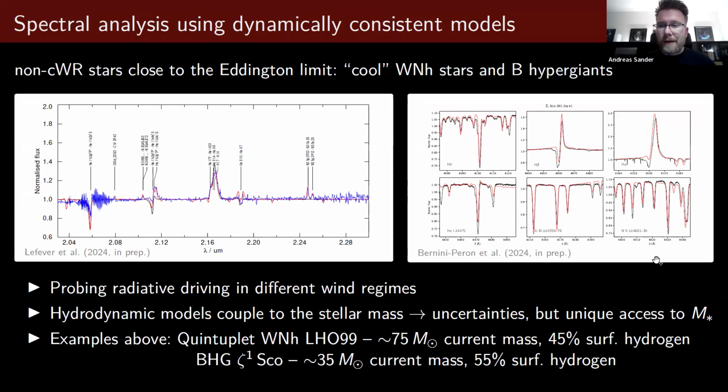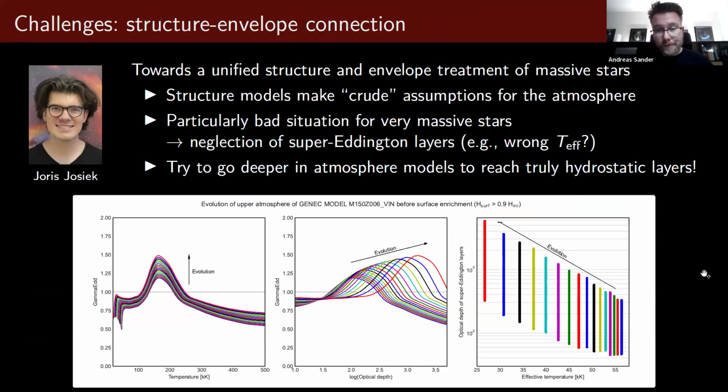We are trying something not too dissimilar also with B hypergiants. So that's another paper by my student Matthäus Bernini-Perron, currently in the work where he's analyzing or finding a model that resembles, this is the more precise way to phrase it, the B hypergiant Zeta 1 Sco, which needs a current mass of about 35 solar masses and about 55% surface hydrogen.